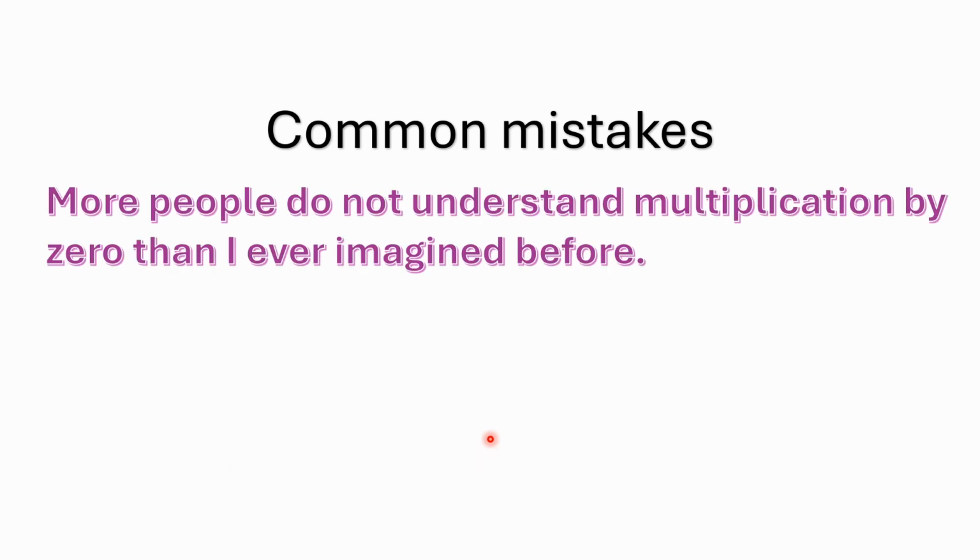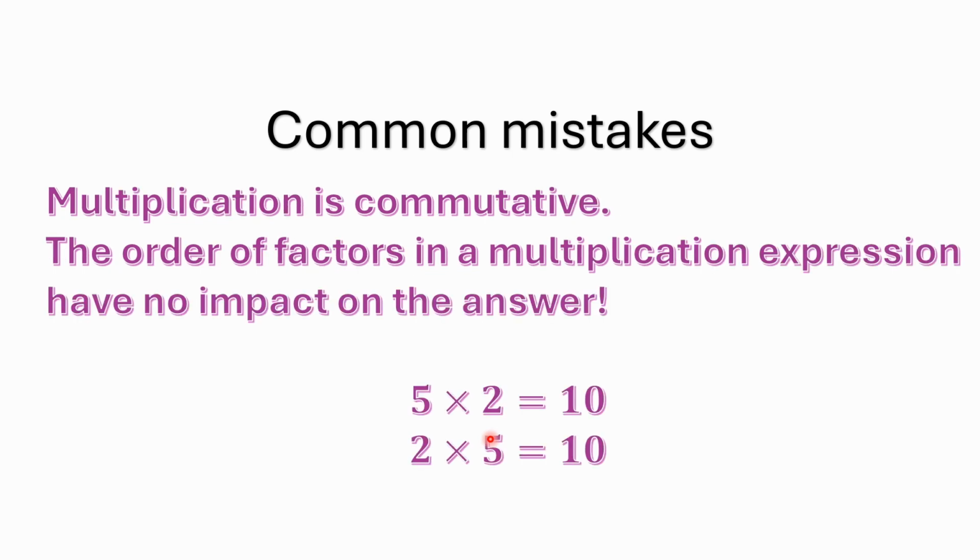I guarantee you, it's not just in the United States. I've had people in Germany tell me that, and people in many different countries have the same misconception. A lot more people don't understand multiplication by 0 than I ever imagined. I just thought this was something everybody knew, but I'm finding that a lot of people have really forgotten the properties of 0. A lot of people forgot that multiplication is commutative.